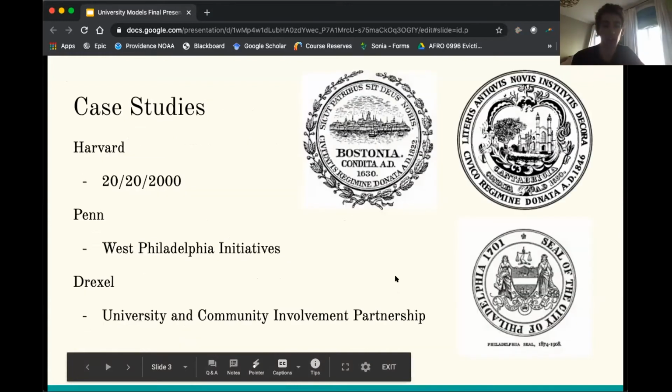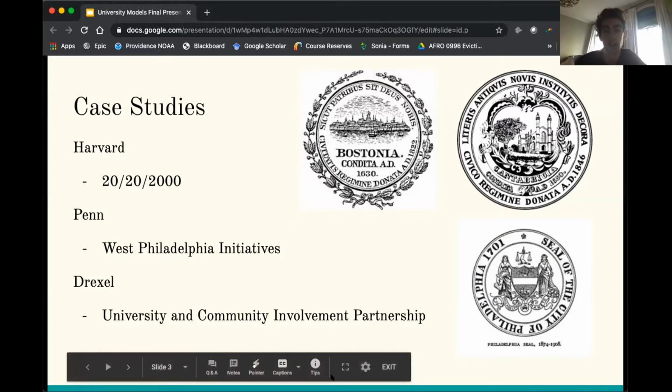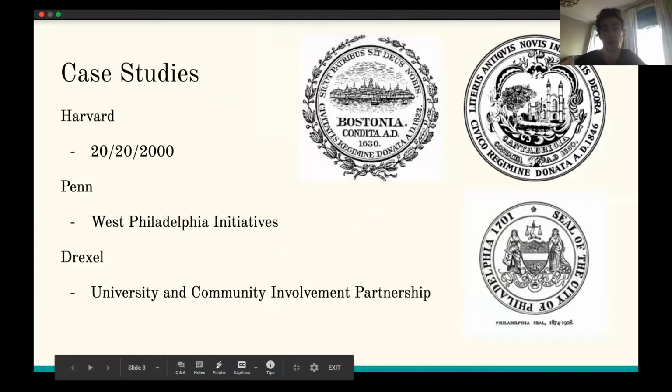Sorry, so after our lit review and our background, we jump right into three case studies that form the bulk of our report. The first is focused on Harvard University, specifically their 2020-2000 program. Cambridge and Boston, much like Providence and the rest of Rhode Island, are facing housing crises. And Harvard, acknowledging this and somewhat acknowledging their role in perpetuating the housing crisis, launched the 2020-2000 program at the turn of the millennium in 1999.